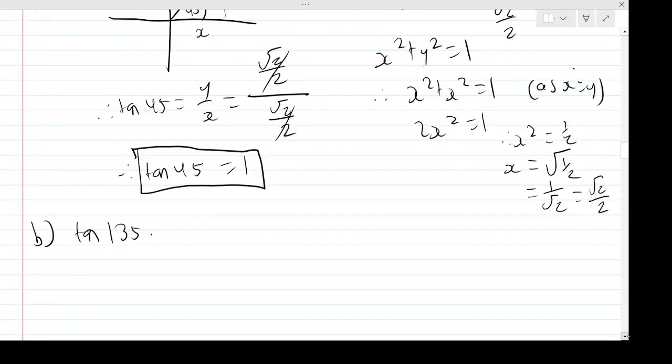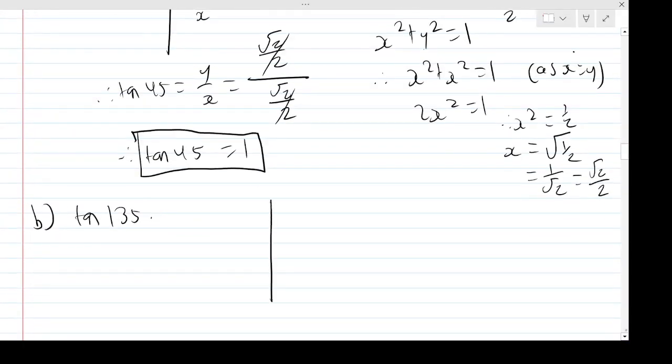Okay, so if we draw our angle again, we're going to draw 135. Firstly, we go 90 that way, and then 45 more than 90, over there, gets me 135. So our angle's going to be over here somewhere, and we start from here, and that means my angle is 135, okay?